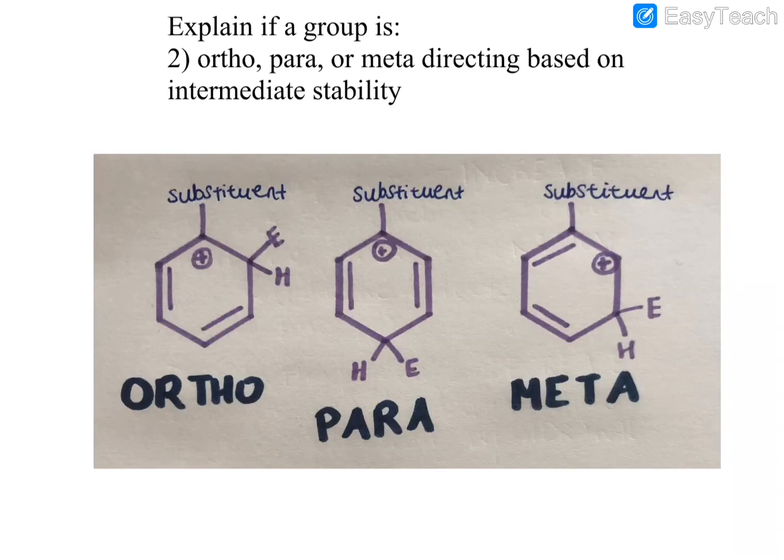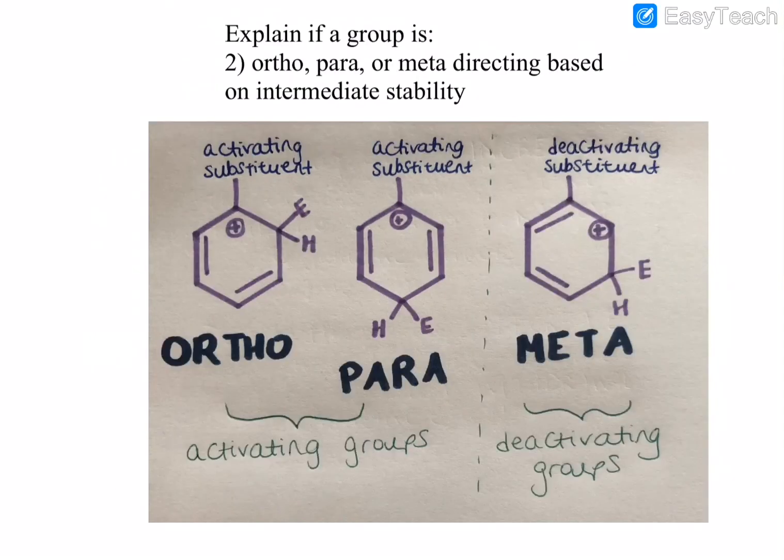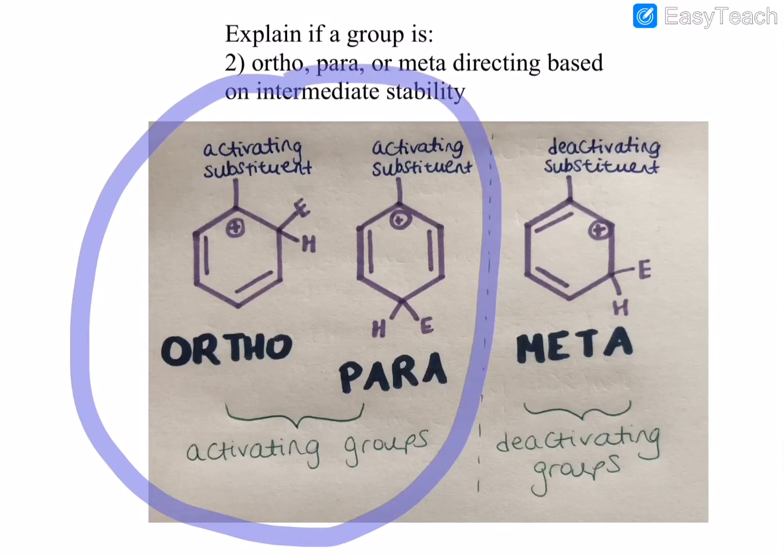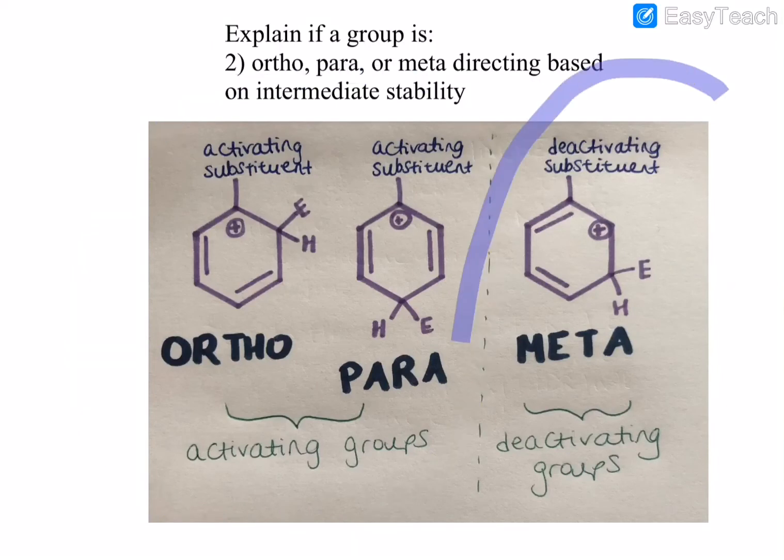The next thing we will look at is to see if a group is ortho, para, or meta-directing based on the intermediate stability, such as what is shown below. We will notice that this is heavily dependent on the substituents of the benzene ring, and is based upon whether or not they are activating or deactivating groups. As you can see, activating groups are ortho and para-directing, whereas deactivating groups are meta-directing.